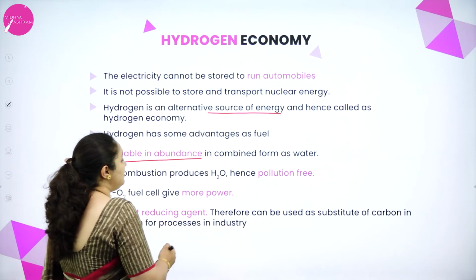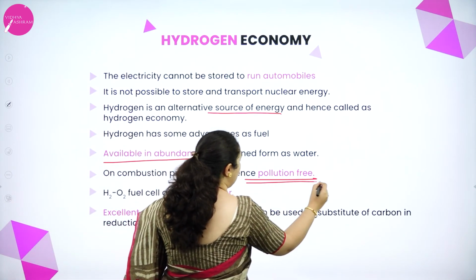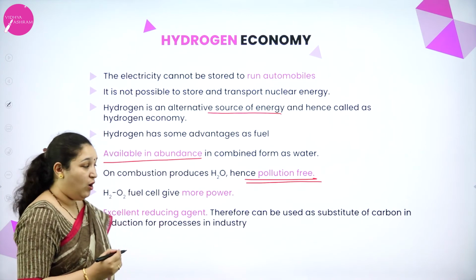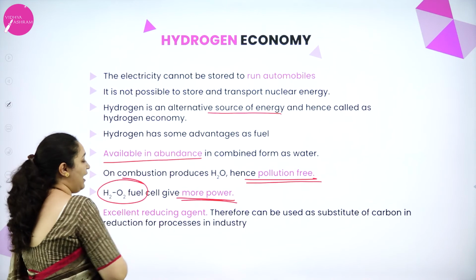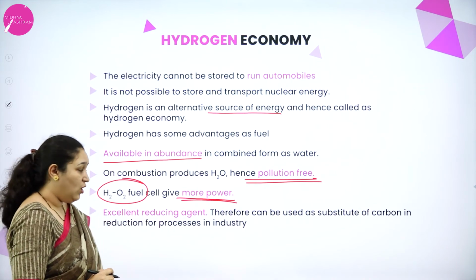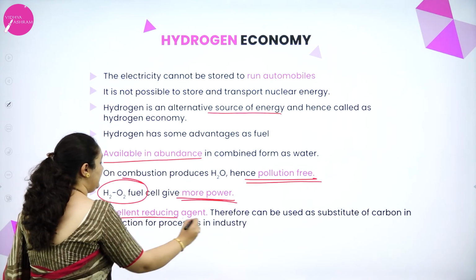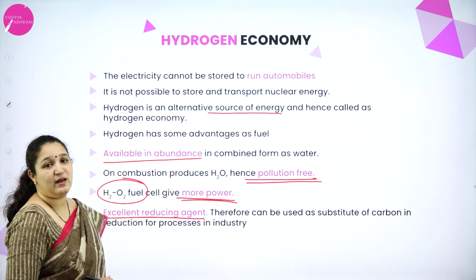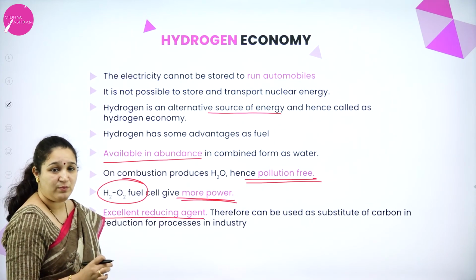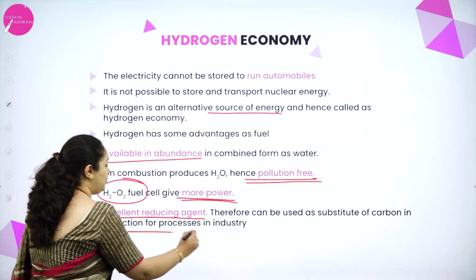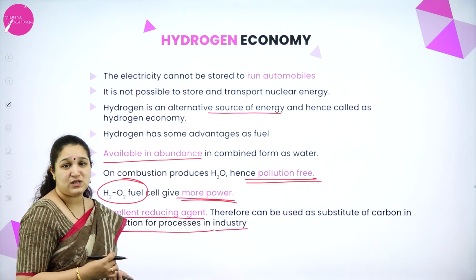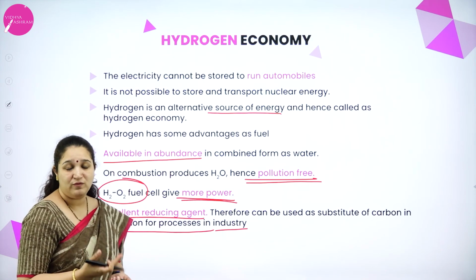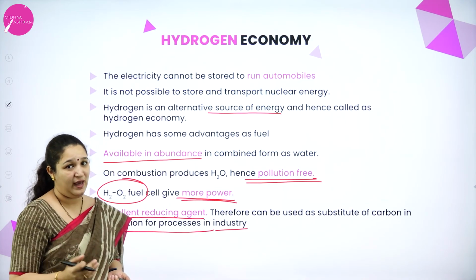Next, on combustion it produces water which is pollution free. Also, it gives more power in hydrogen oxygen fuel cells. Also, it is an excellent reducing agent, therefore it can be used as a substitute for carbon in reduction processes in industries. So, these are the advantages of using hydrogen as fuel, which we are learning under hydrogen economy.